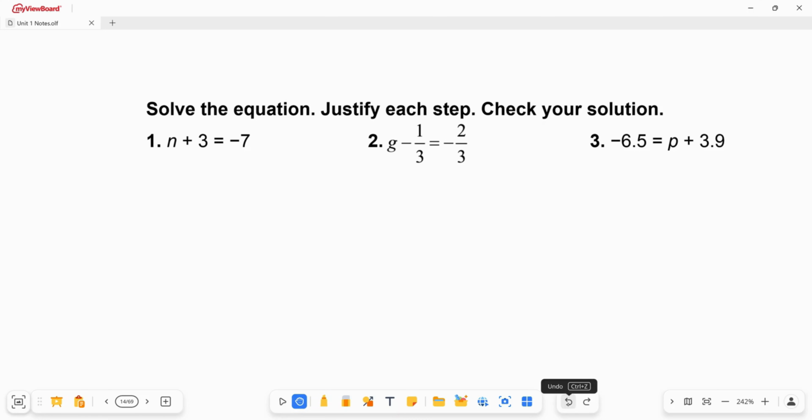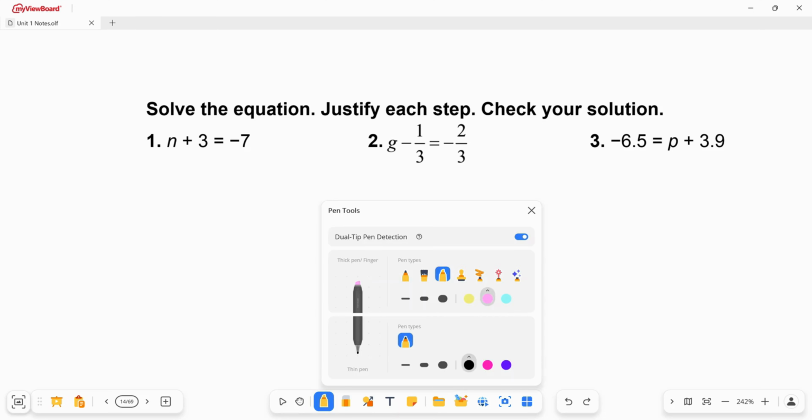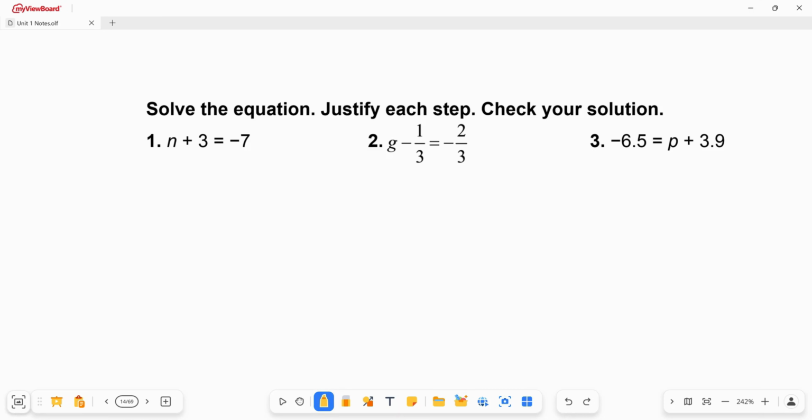Okay, so go ahead, pause that video. I'll give you about a second head start, and then I will start going through the answers on here. All right, first one here, I have a positive 3 next to that n. My opposite is going to be a negative 3. So negative 7 minus 3 would be negative 10.